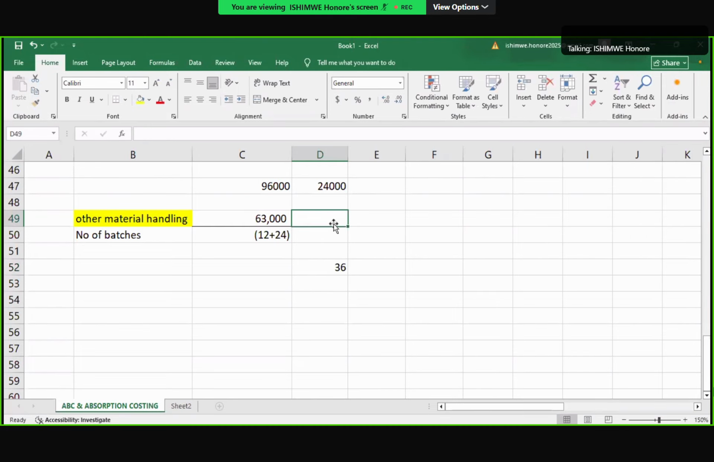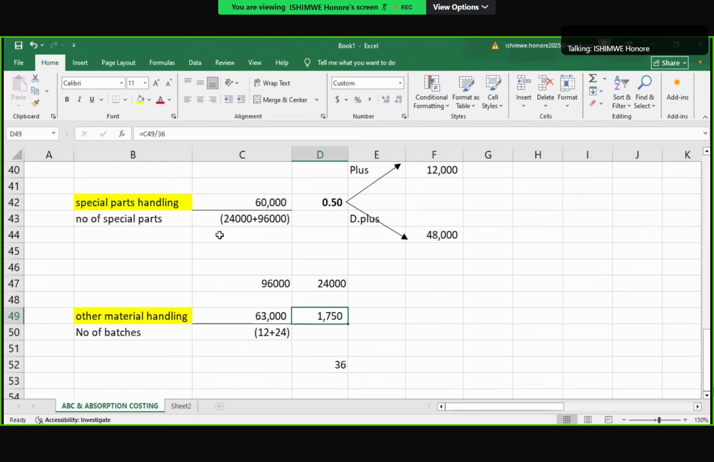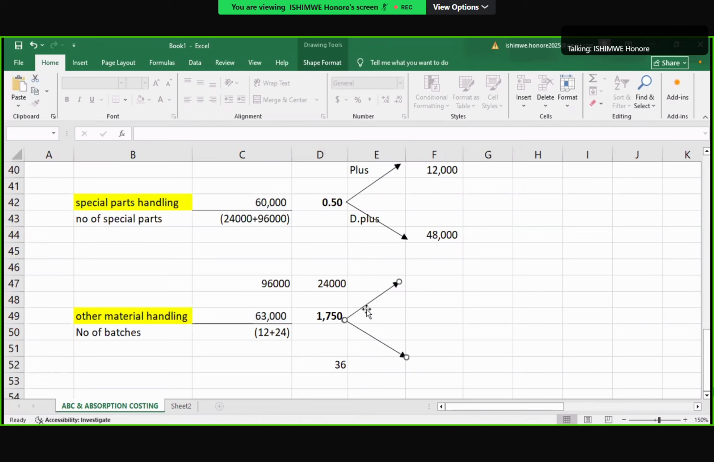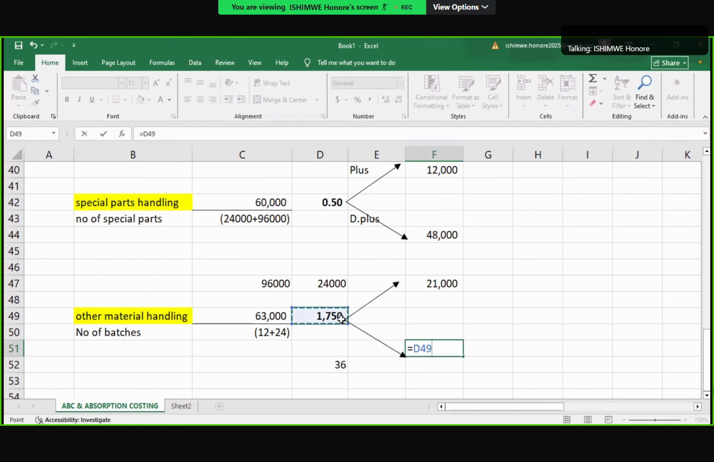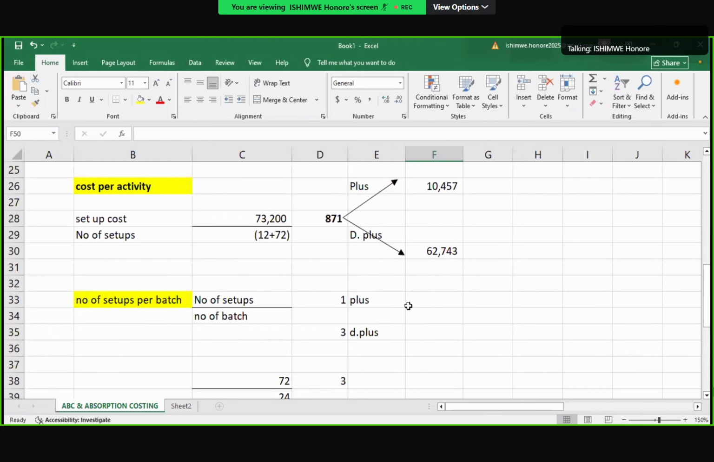So this is 36. It means I'm going to take this over 36. So this is cost per activity. Then I can determine the allocation. I'm going to allocate it to plus and double plus. Remember, this is a plus and this is double plus. So I'm going to take this times 12, sorry, and here it will be this times 24. I get 21 and 24.